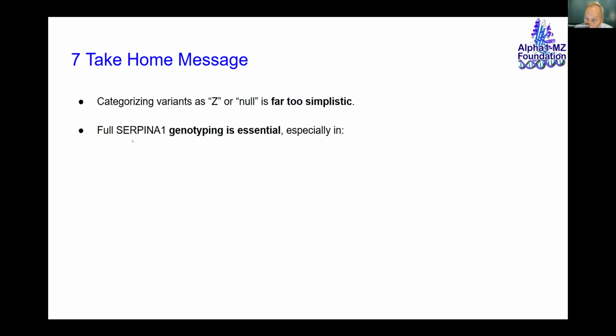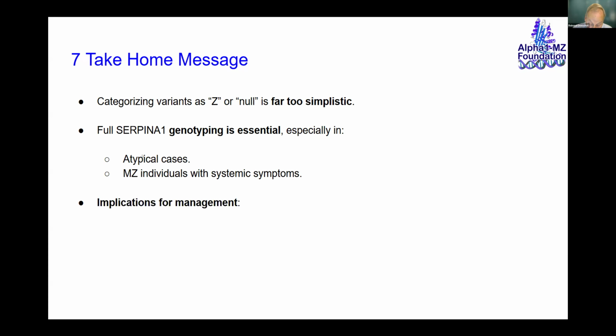The take-home message. Well, the most important one is that categorizing variants as Z or null or S is far too simplistic. We need full sequencing genotyping, especially in atypical cases and in MZ individuals with systemic symptoms. The gene has to be checked for many more known disease-causing mutations than up till now. iGene is a European company testing specifically for alpha-1. You can find it on our website.